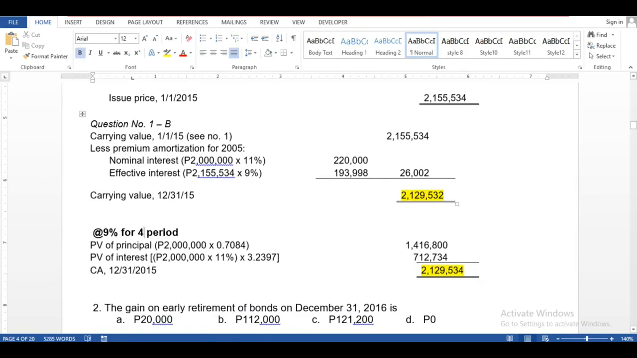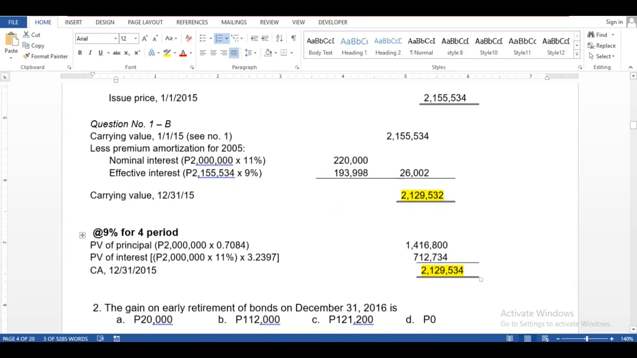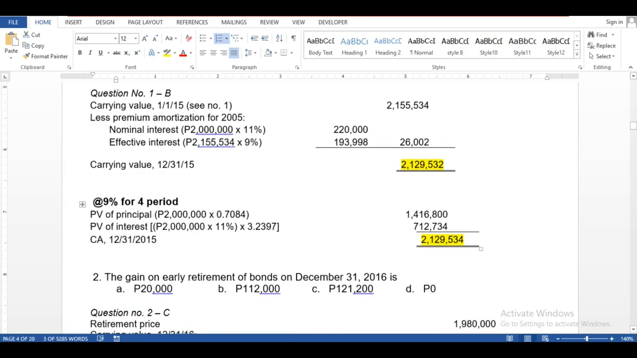So, bakit siya 4 periods? Because, di ba, this is 5 years. And then, nag-lapse na siya ng 1 year. Kasi, December 31, 2015, and then nag-start sa January 1, 2015, right? So, nag-1 year nga nag-lapse. So, 4 na lang ang remaining. Okay, yung carrying value is 4 years na lang. So, instead of using 5, change mo lang into 4.